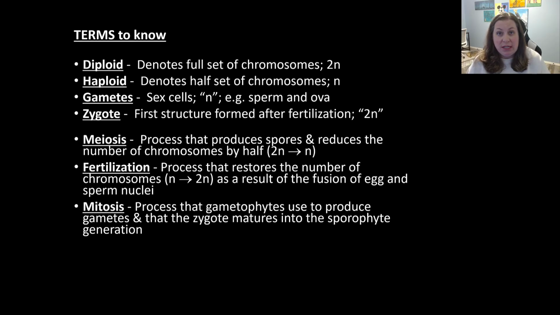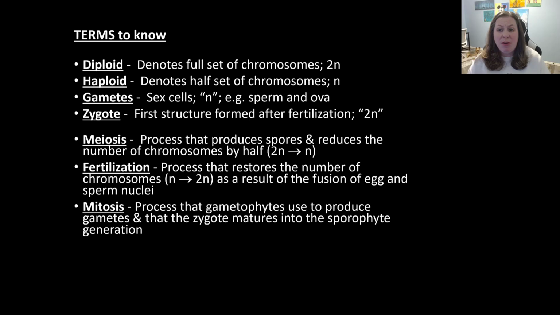Then we have mitosis. Mitosis is the process that gametophytes, and we'll talk about what gametophytes are in just a minute, use to produce the gametes. Egg and sperm. It's also the same process the zygote uses to mature into the plant sporophyte generation. In other words, mitosis is just when we go from 1 cell to 2 cells, 2 cells to 4 cells, 4 cells to 8 cells. And all those cells are identical, and this is what allows us to have a multicellular organism.